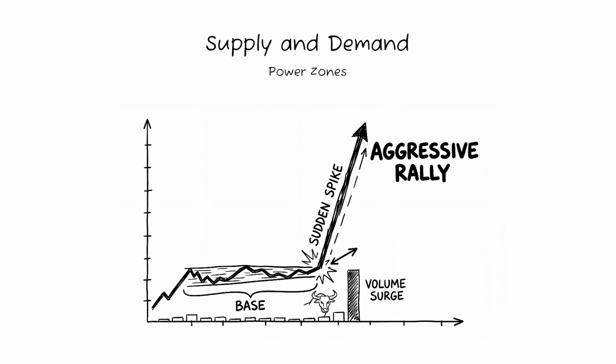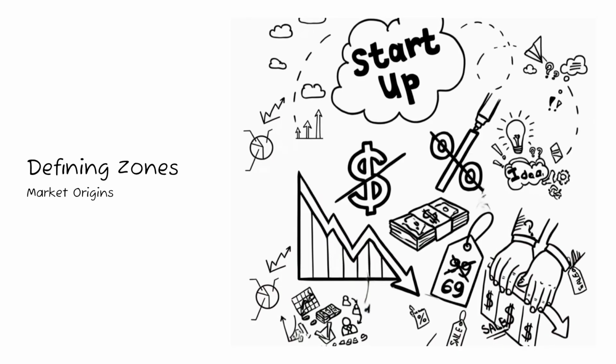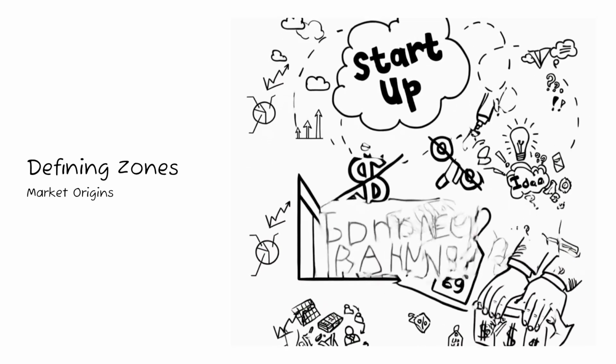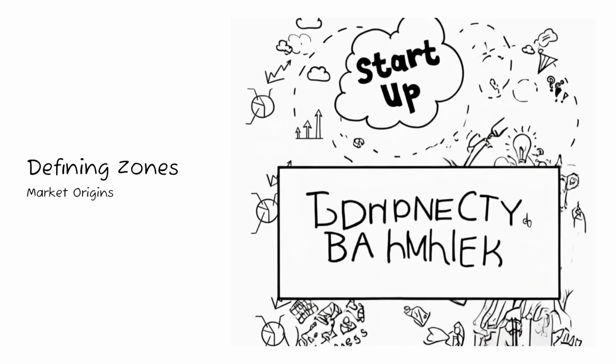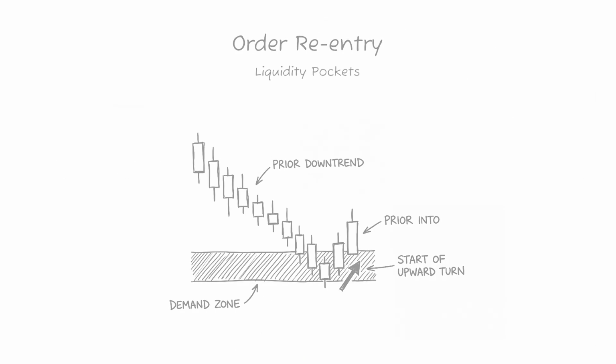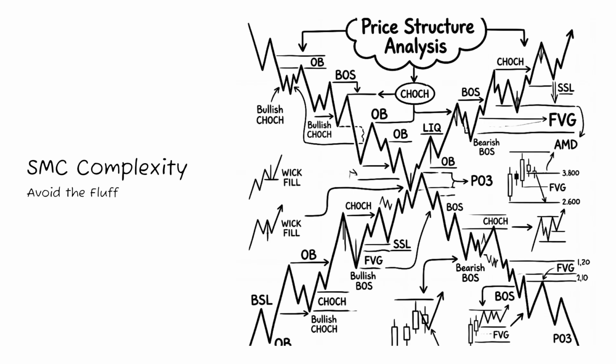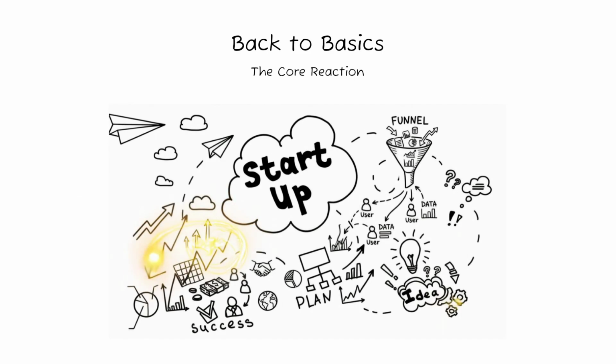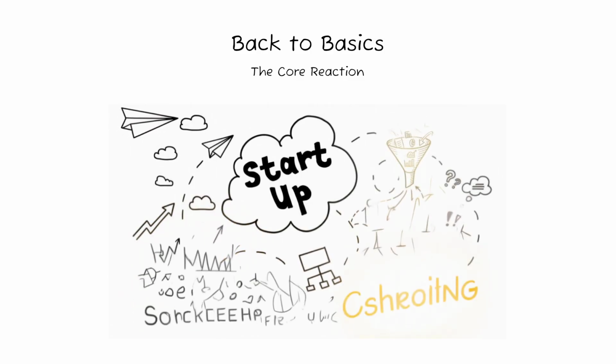Supply and demand is similar to support and resistance, but with more focus on strong moves. A demand zone is an area where price moved up aggressively before. A supply zone is an area where price dropped aggressively before. The idea is that if price returns to those zones, buyers or sellers may still be there. This is where many smart money concepts traders start overcomplicating things. At the end of the day, supply and demand is still just looking for areas where price reacted strongly before.